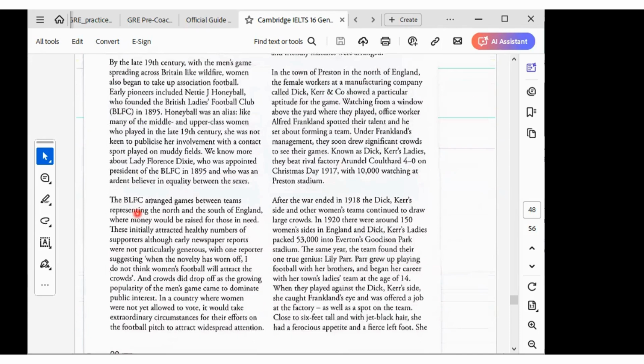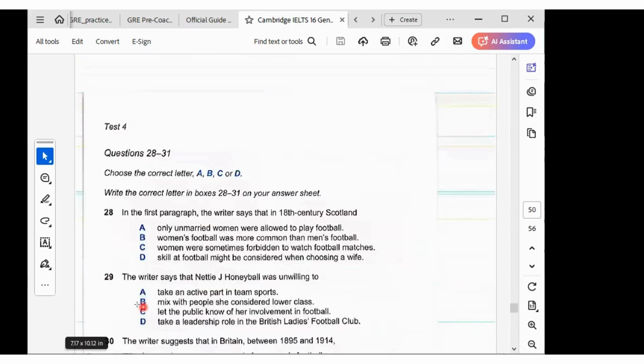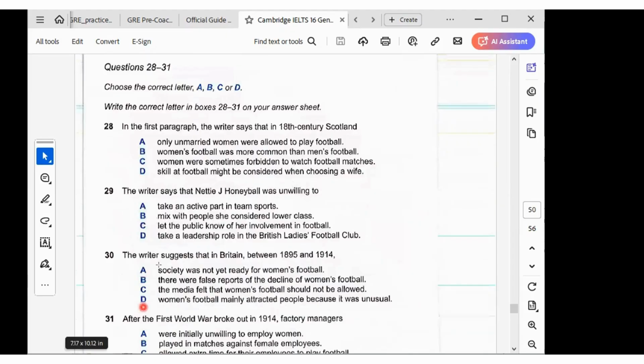So let me see. BLFC arranged games. This initially attracted a healthy number of supporters. Okay, so there were many people that came to watch. But then it now says, and crowd did drop off. Okay, let me go and check. There's one option: there were false reports of the decline of women's football. The crowd dropped off. The thing is not a false report. Option B is out of it.